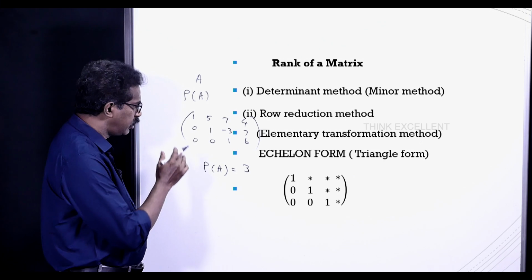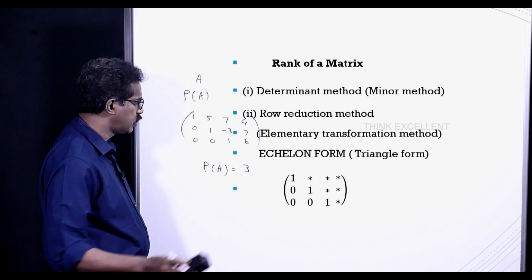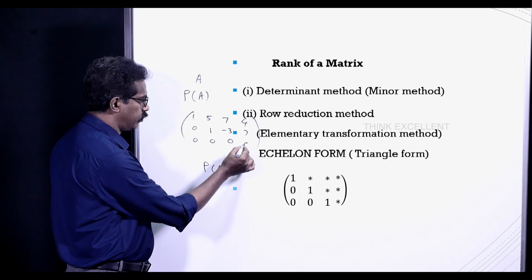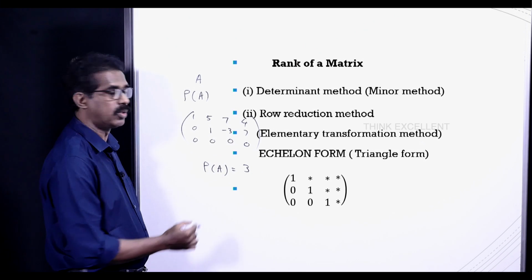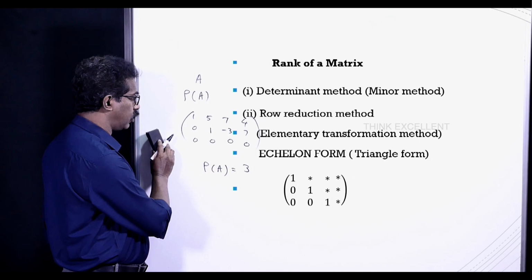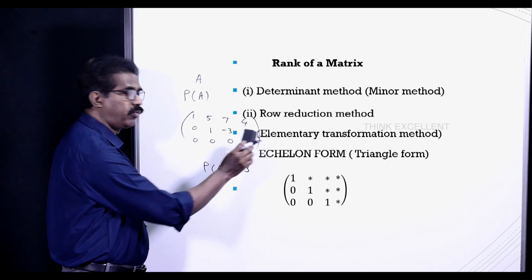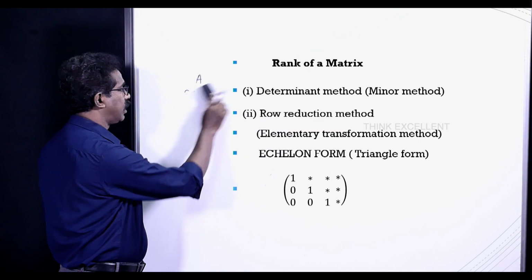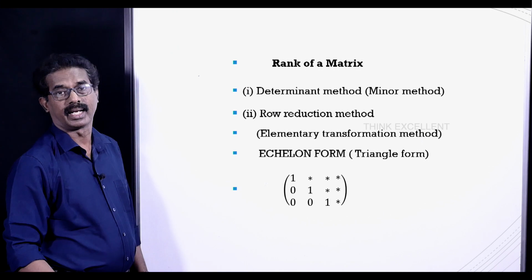Then, in that process, suppose you get these two elements as zeros. Now, how many non-zero rows? Only 2 non-zero rows, right? In that case, the rank is equal to 2. Suppose the second row is also fully 0, we say the rank is 1. So, like that, you can find the rank using the row reduction method.